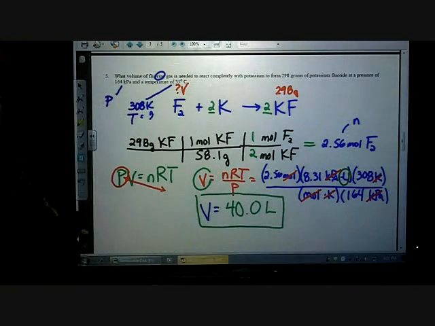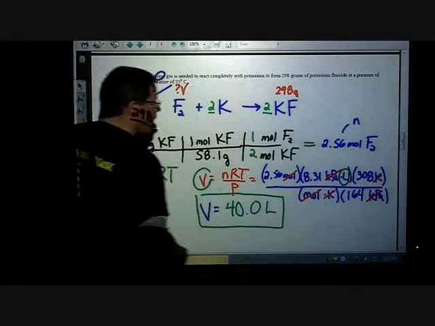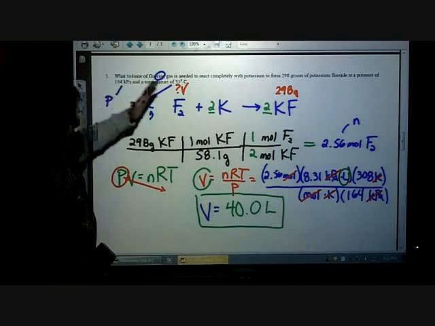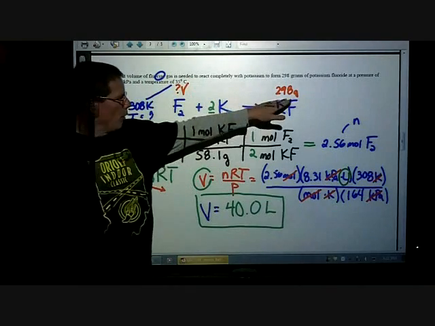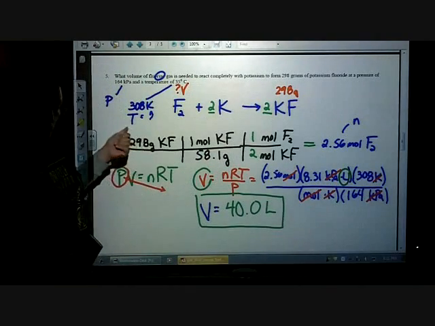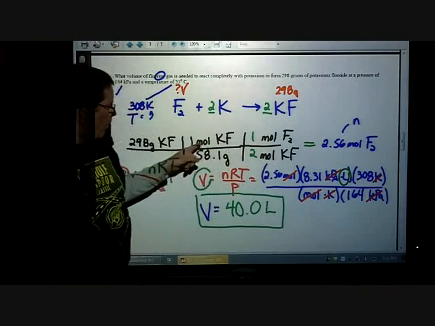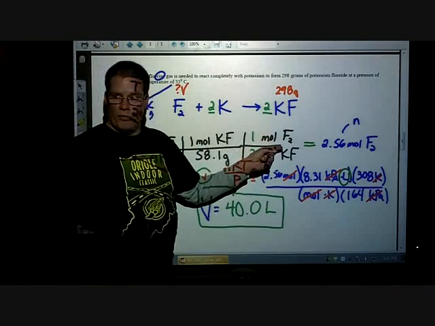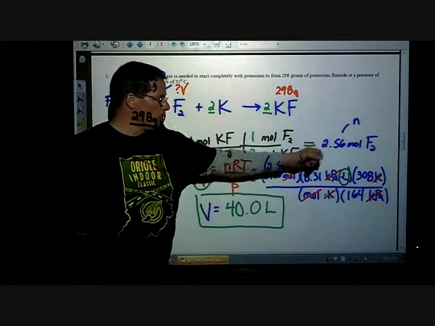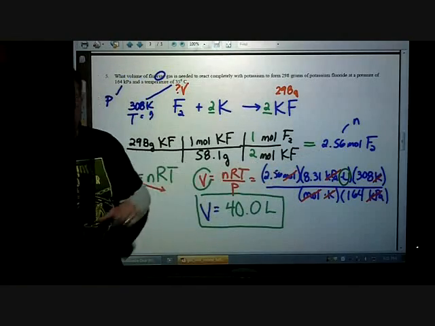And again, with this stoichiometry type problem, we need to balance the equation, start with what was given, convert what was given into moles, use the mole ratio to get rid of our moles of potassium fluoride to get our moles of fluorine. That gives us our moles of fluorine. Now we can plug it into our equation and solve.